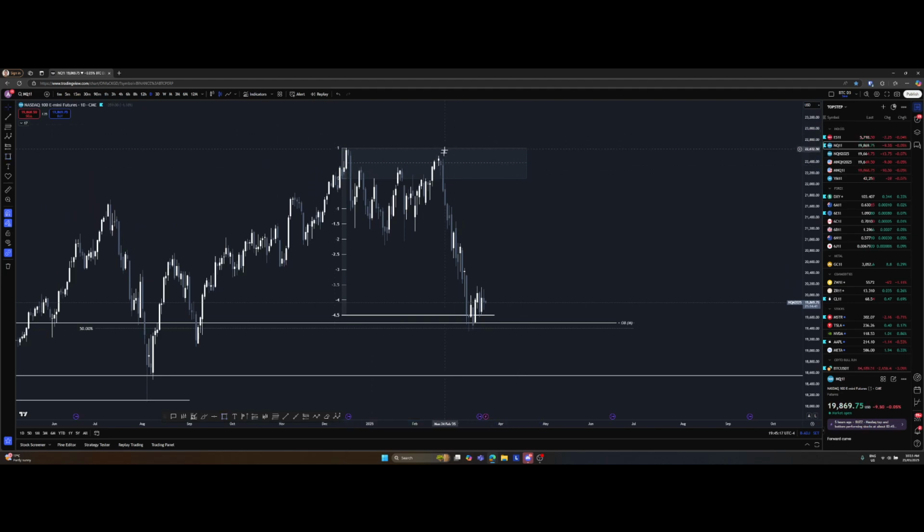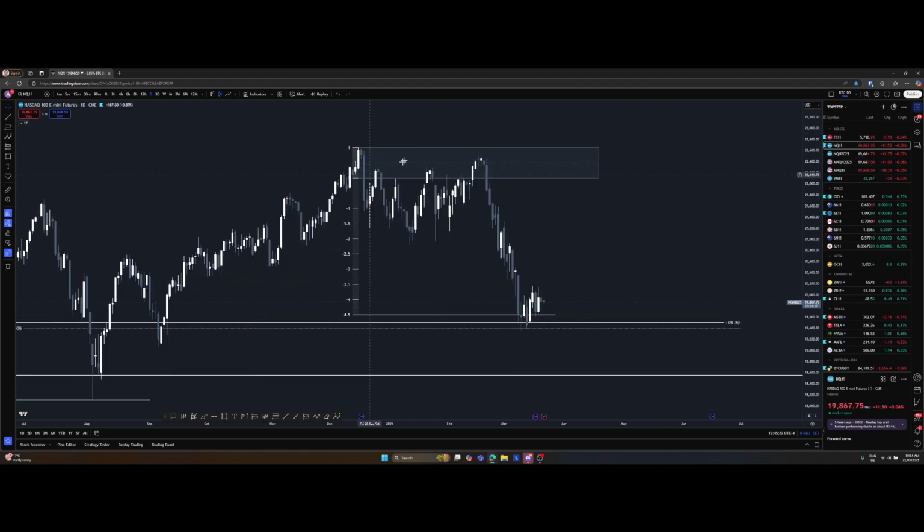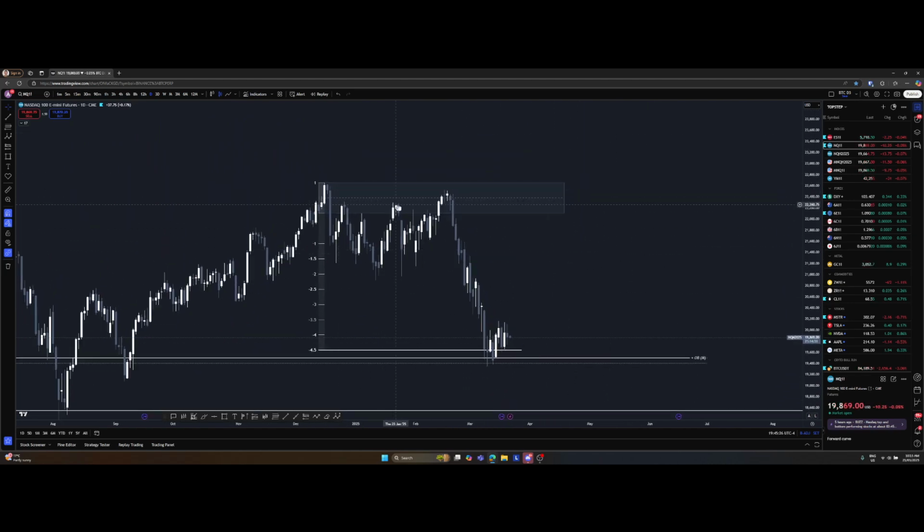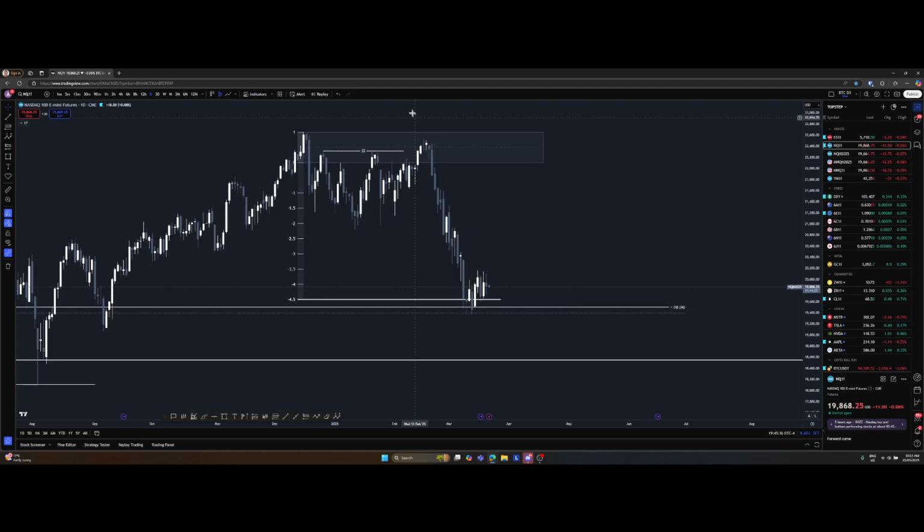You can see price failed here at 50% of this manipulation swing on the daily, and it's just nuked down. We've got inducement highs here. Swept them, and then we've come straight back down. We had the 1.5 redistribution, 2.5 redistribution.